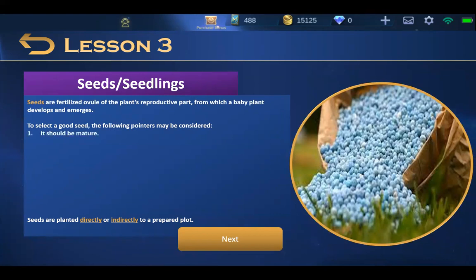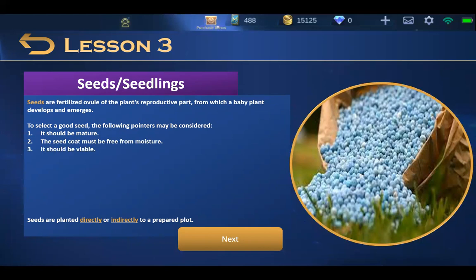Number 1, it should be matured. Seeds should come from fully ripened fruits. Matured seeds have fully developed embryos. They can be distinguished by their size, texture, and color. Number 2, the seed coat must be free from moisture.